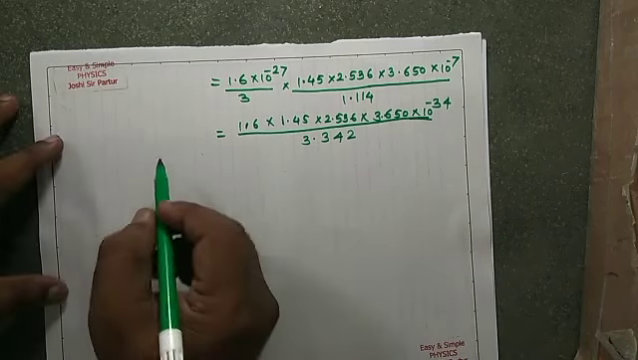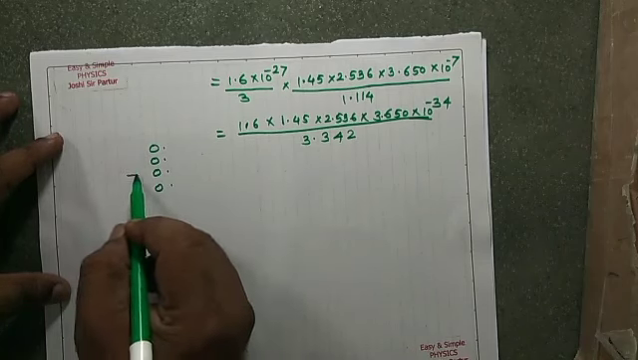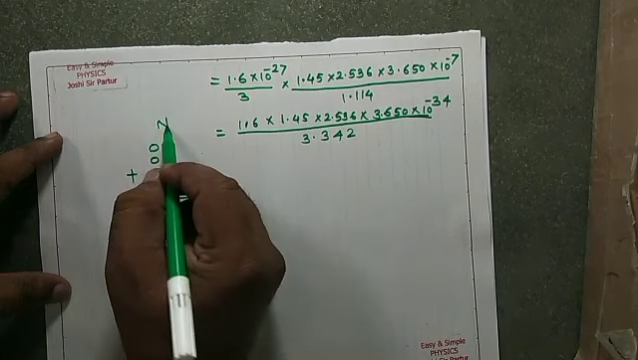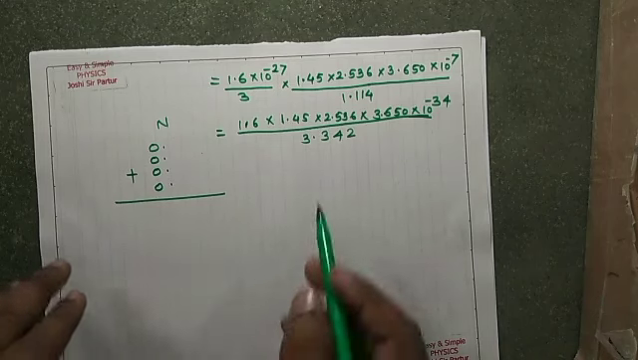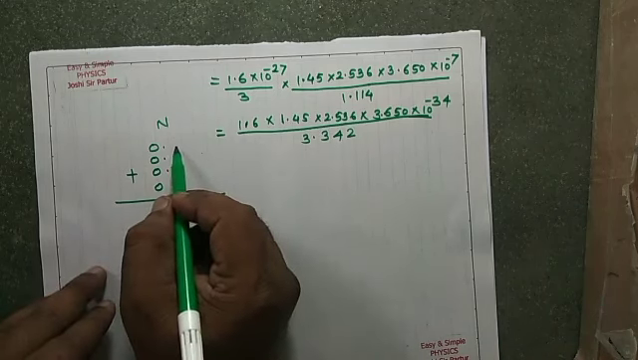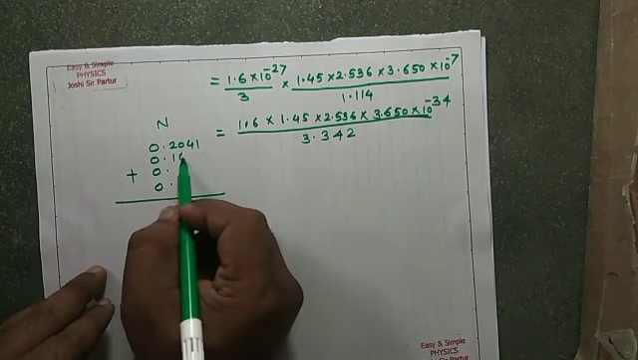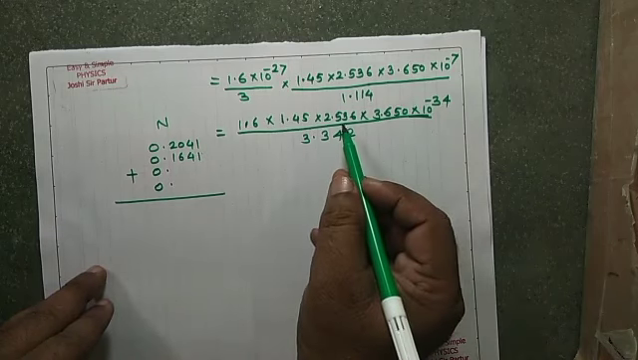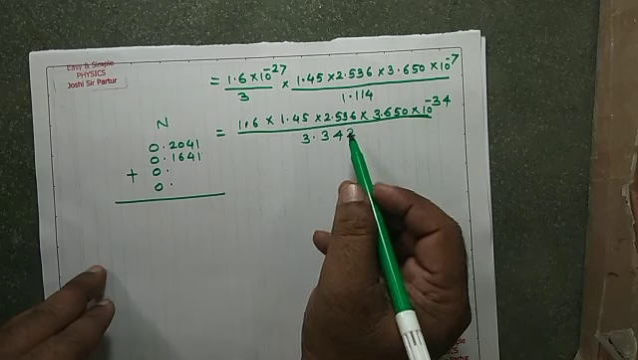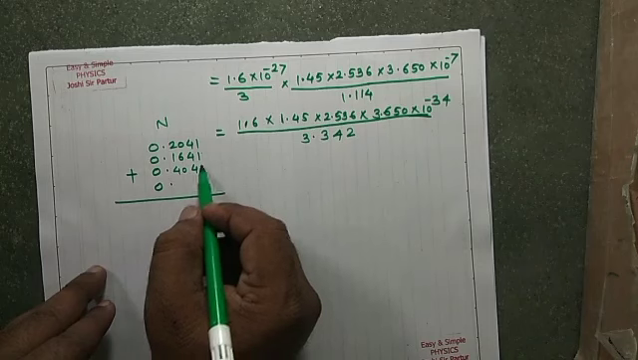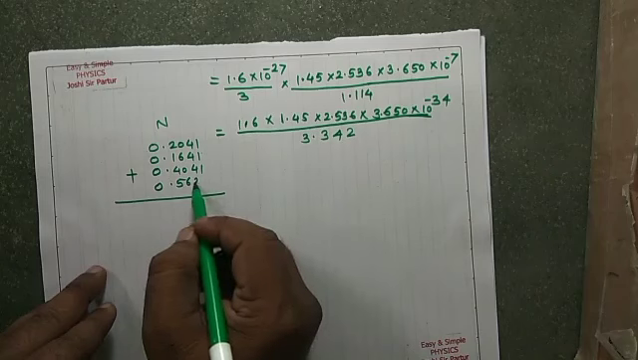If we take logarithm, addition will be there, that is in the numerator. So we want to find that log 1.6 is 0.2041. Log 1.45 will be 0.1614 . Log 2.536 with mean difference will be 0.4041, and log 3.650 will be 0.5623.